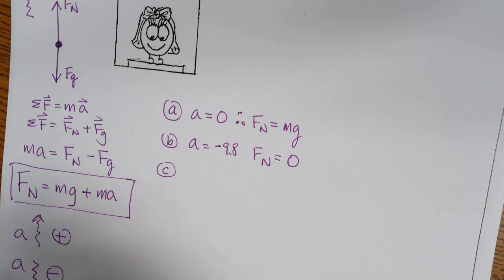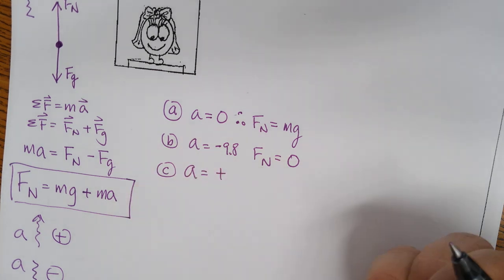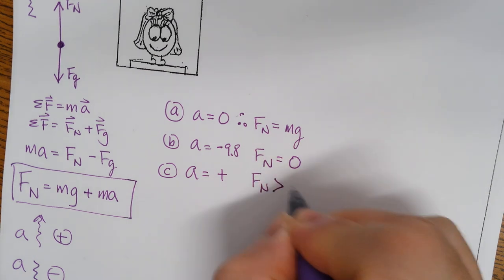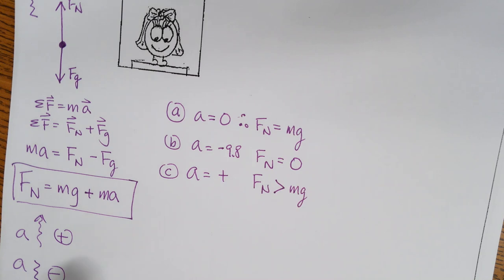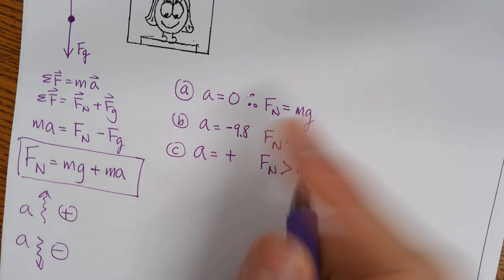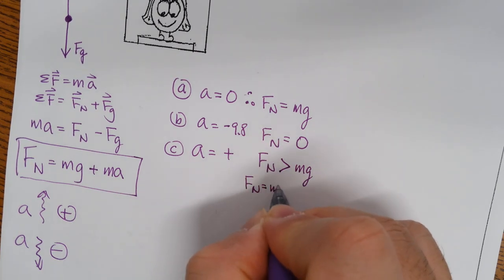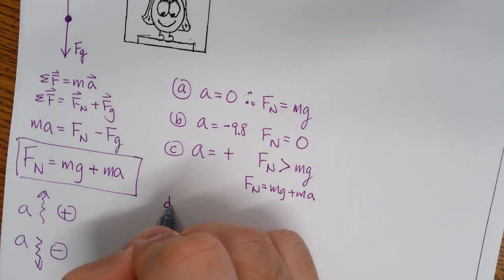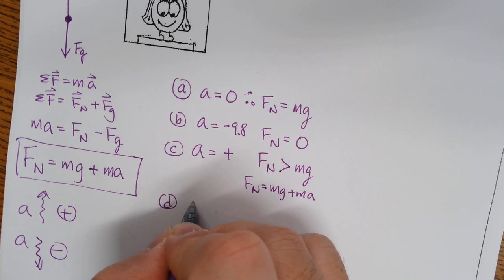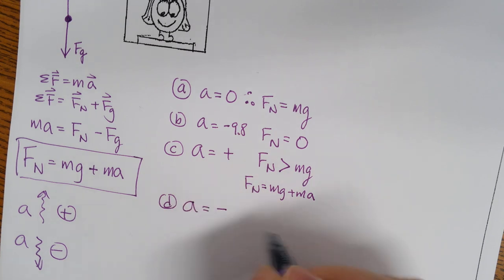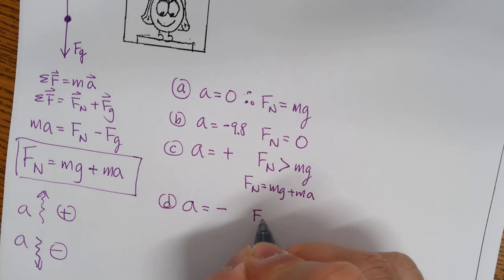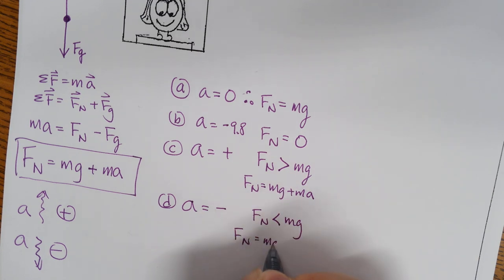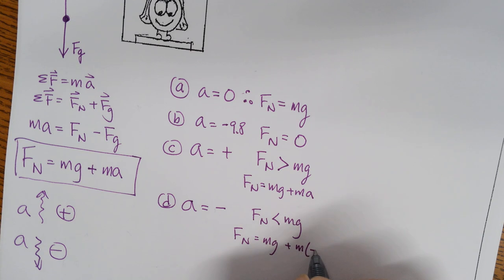In part C, the elevator accelerates upward, so your acceleration is positive. Therefore, your F normal is greater than your mg. Matter of fact, your F normal is equal to mg plus ma. Part D, you're accelerating downwards. That means your F normal is less than your mg, because F normal is equal to mg plus m times negative a.